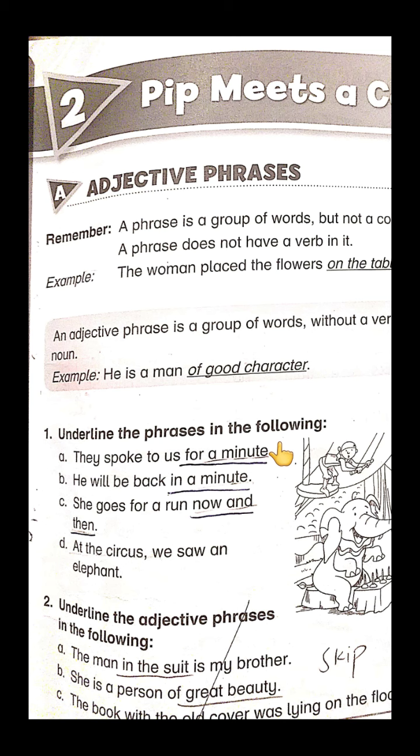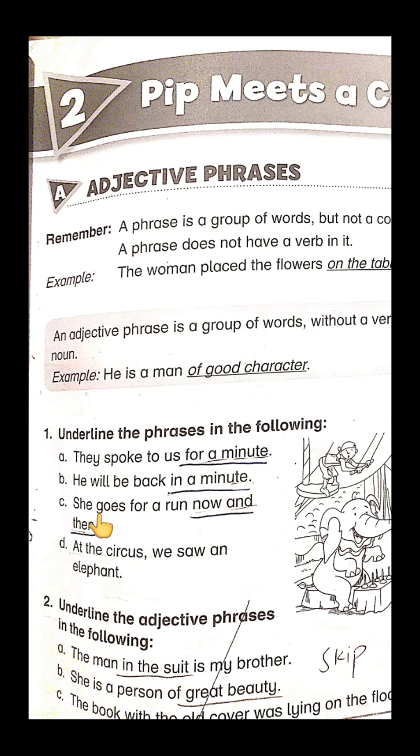Do you remember? Okay. So, in number A, they spoke to us for a minute. Underline for a minute. For a minute is our phrase because it is a group of words. It is not a full sentence. It is not showing full sense. B is he will be back in a minute. Again, in a minute is our phrase.